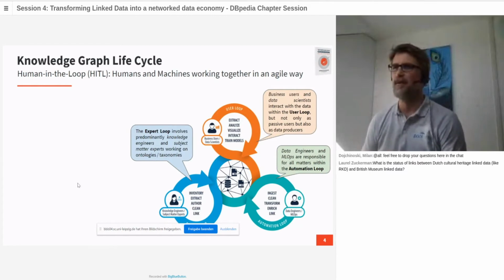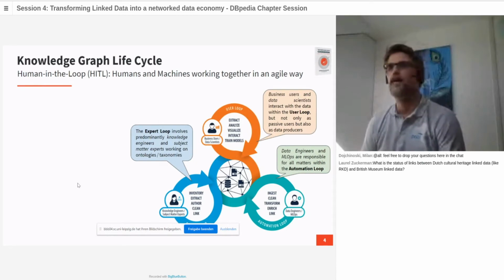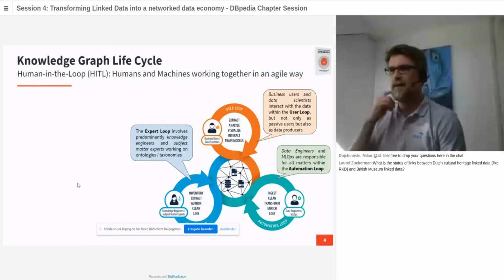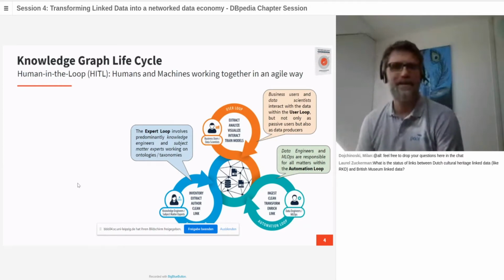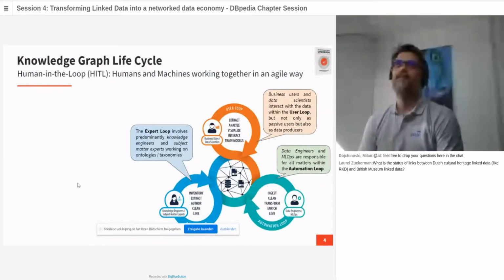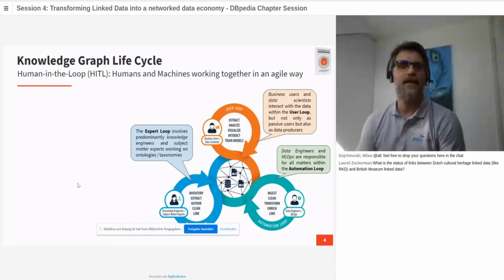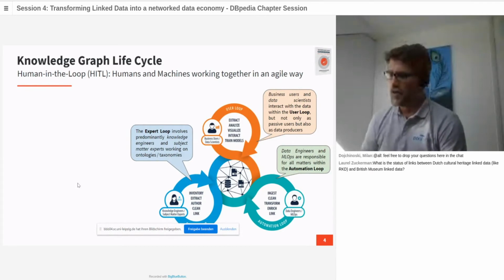The one is the expert loops on the left-hand side. Here you have knowledge experts, the subject matter experts. So really the people that know about the domain, that take care about inventory, extraction, authorship, cleaning, and so on. The second one, the green one in the right bottom, is about the automation loop, or we call it automation loop. This is really a playing together between data engineers and machine learning operators, so MLOps as they're called these days. And the third one is the user loop. So we also think, as we always say, it's very important if you create a knowledge graph and you maintain a knowledge graph that you have these three cycles, and don't forget the user, don't forget the machines. So it's a mixture of them.